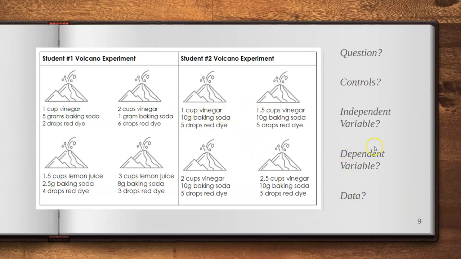The dependent variable is the size of the reaction, or the length of time of the reaction, depending on how you want to measure it. And your data, again, would be how much foam was created. Maybe you're calculating the volume of foam. Maybe you're just timing how long it worked, how high up it went, depending on how you set this up.